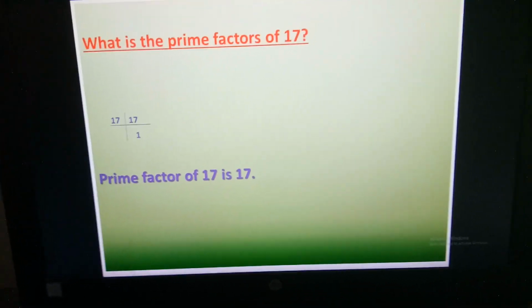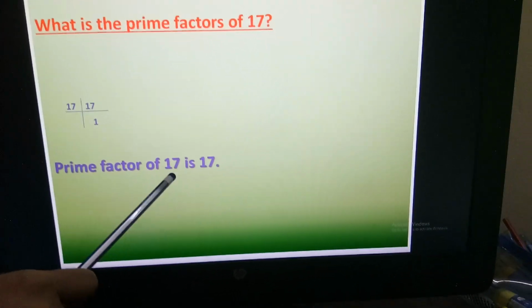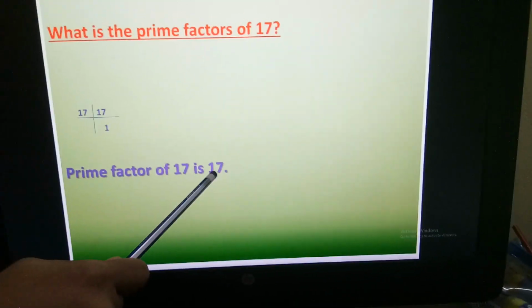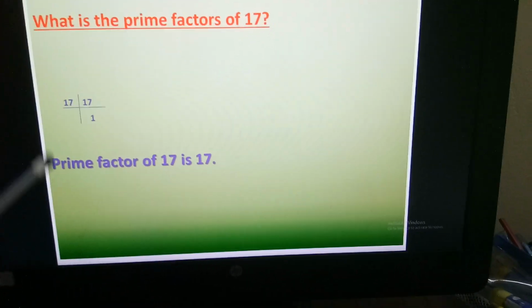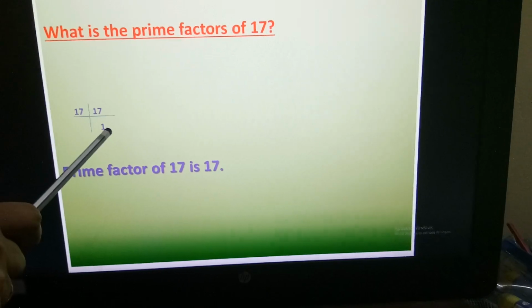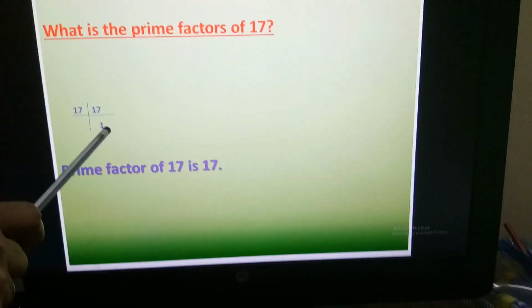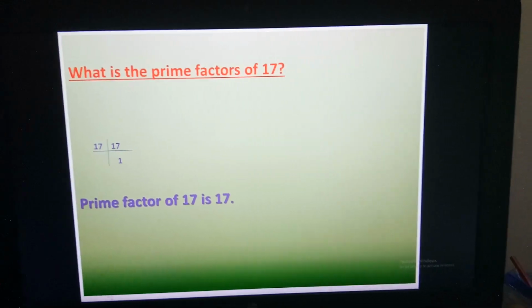Children, here, what are the prime factors of 17? This is very familiar to you. Find out the prime factorization. And prime factors of 17 is only 17. You cannot write 17 multiplied by 1 because 1 is neither prime nor composite. I have told you many a time, if you write 17 multiplied by 1, you will be getting less marks.